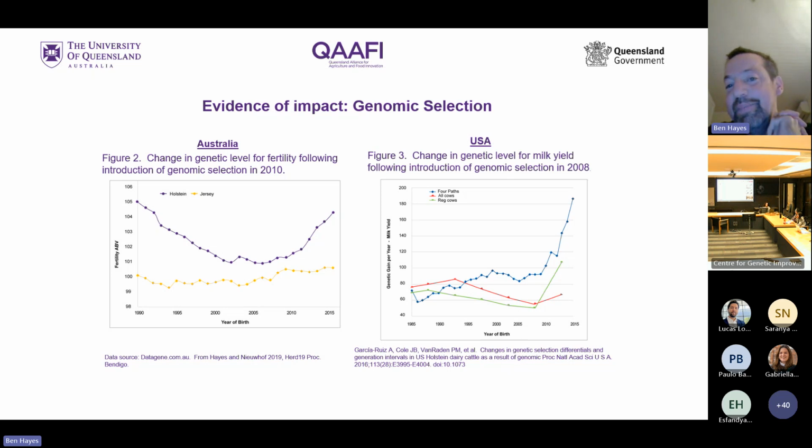And just another example, in the US, genomic selection was implemented in 2008, and there was a very strong improvement in milk yield following the introduction of genomic selection. They also reported an improvement in fertility as well, as did many other countries.